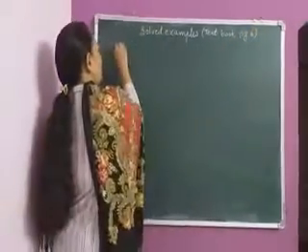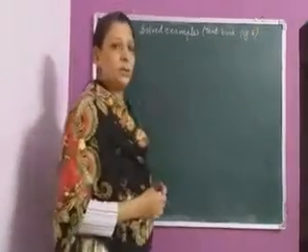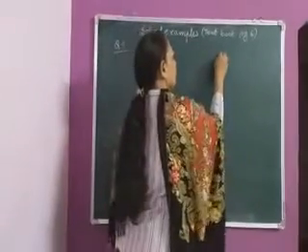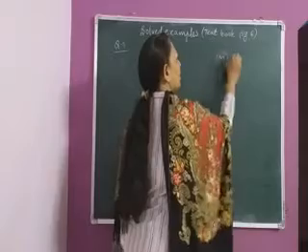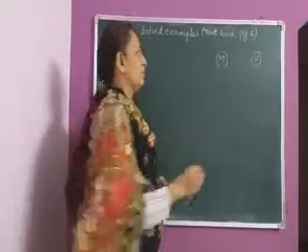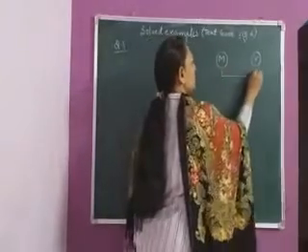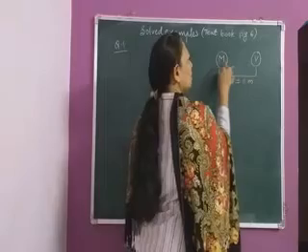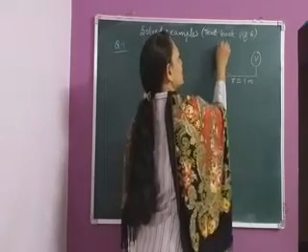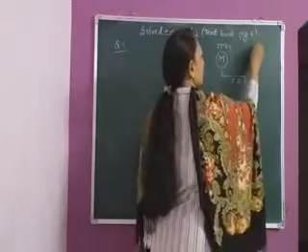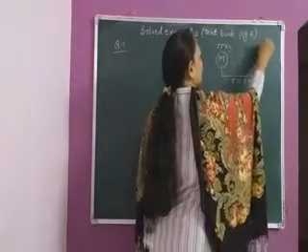Question number 1 says, Mahendra and Virat are sitting on a bench. The distance between them is 1 meter. The mass of Mahendra is 75 kilograms and the mass of Virat is 80 kilograms.